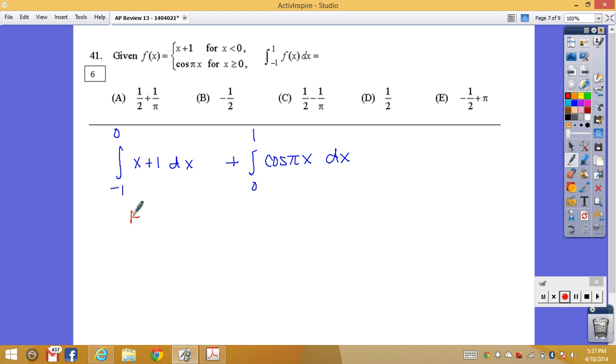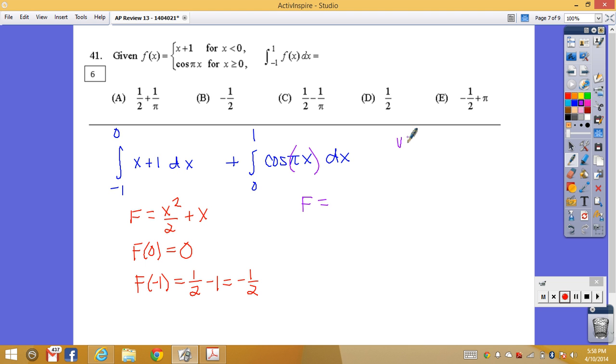So antiderivative of this guy would be x squared over 2 plus x. F of 0 is 0. F of -1 is 1/2 minus 1, -1/2. In this one, the antiderivative, this would actually be a substitution rule. Your u is pi x. Du dx is equal to pi. So du over pi is equal to dx.